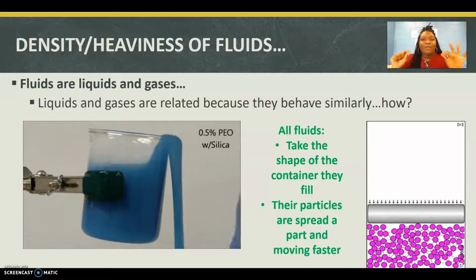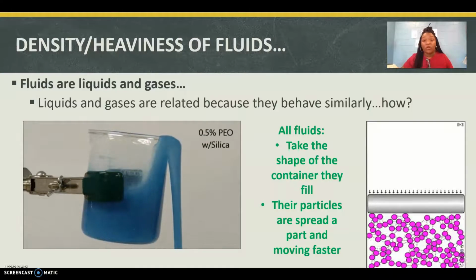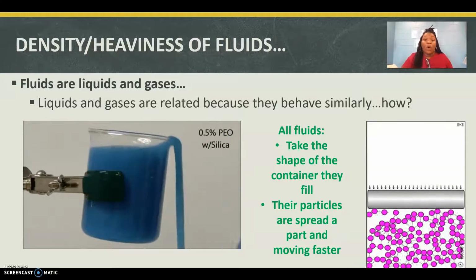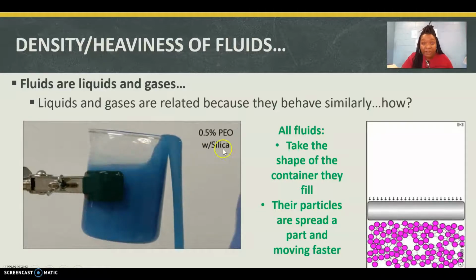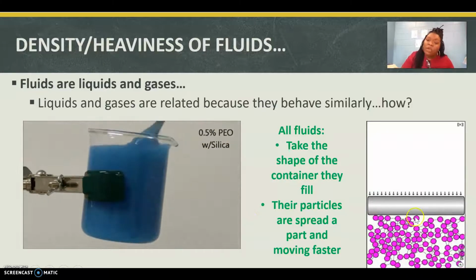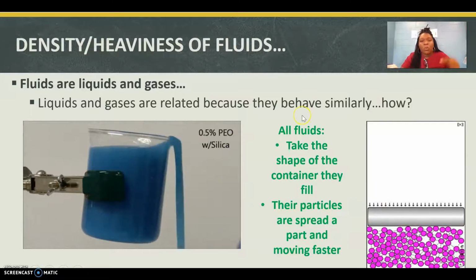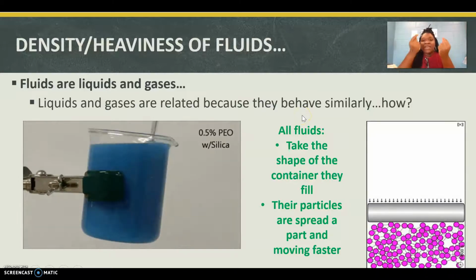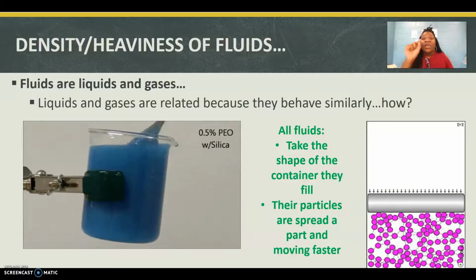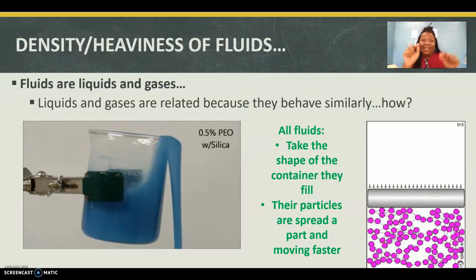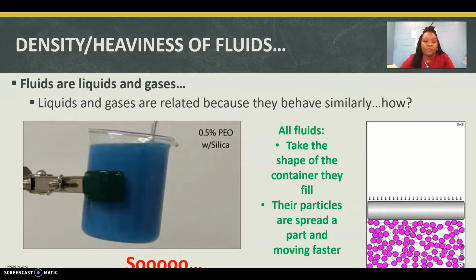Yes, they're both fluids. They can both be considered fluids, as we see here in green, for two reasons. One, they take the shape of the container that they're in. And two, their particles are spread apart and moving faster. So when we're thinking about convection, convection is the heating of fluids. In other words, convection is the heating of liquids and gases.